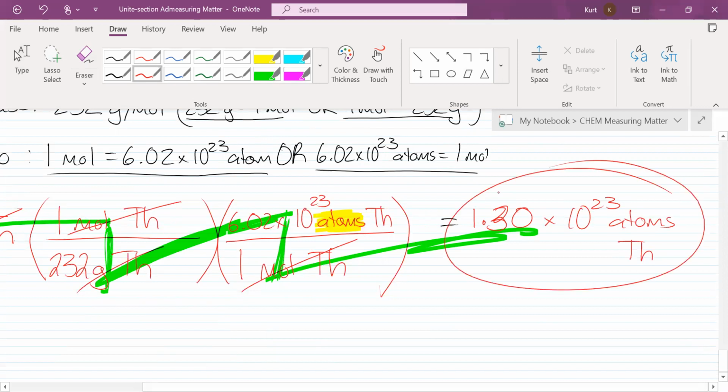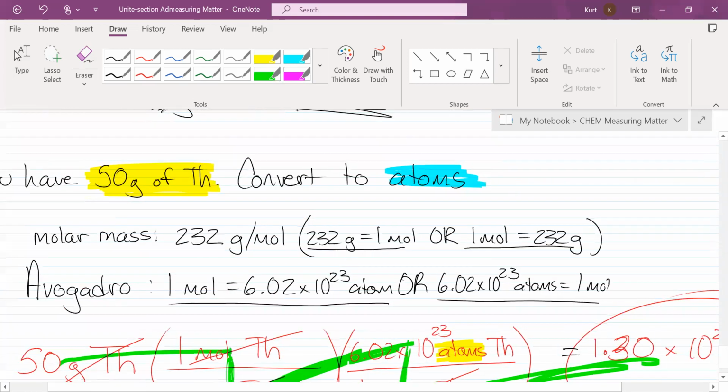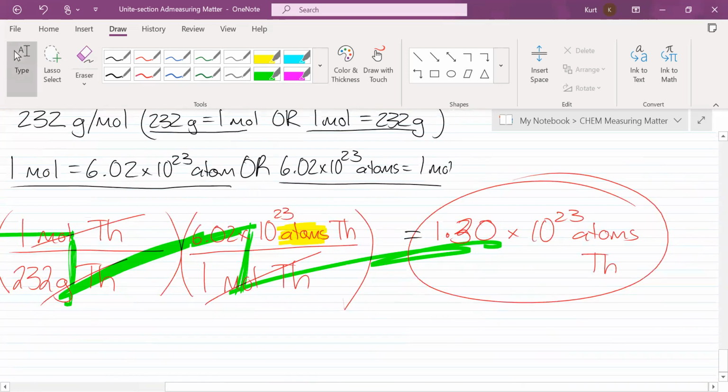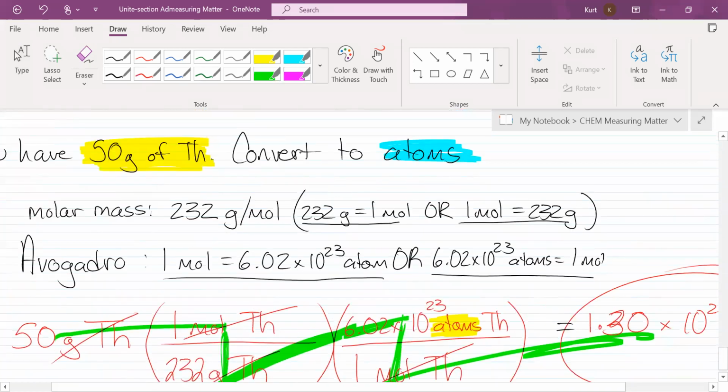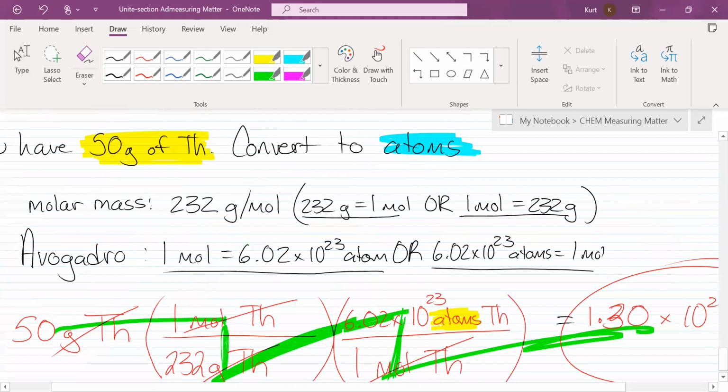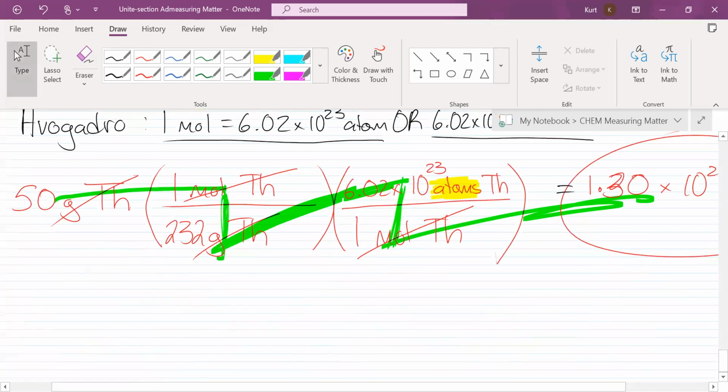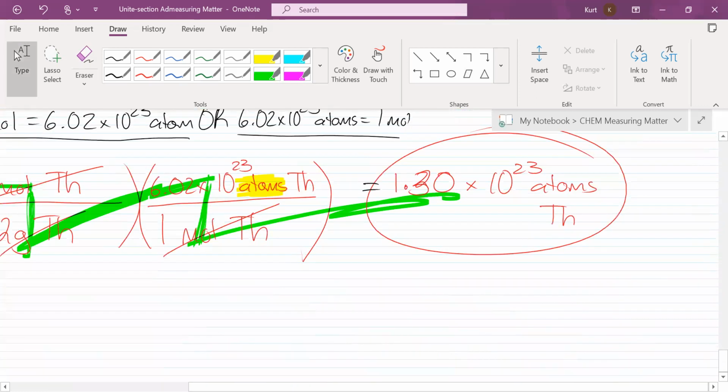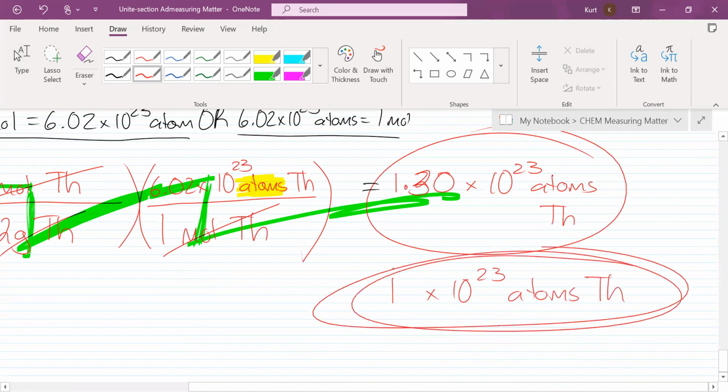You get that? Yes, Nicole. No, the 0 is a, how many sig figs? You're right. Okay, so I only used 1 sig fig. She's absolutely right. So we need to get this in the correct number of significant figures. How many sig figs is 50? 1. There's no decimal there, so it's 1. So how can we get 1.3 to just 1 sig fig? 1 times 10 to the 23rd atoms of thorium. That's your answer.